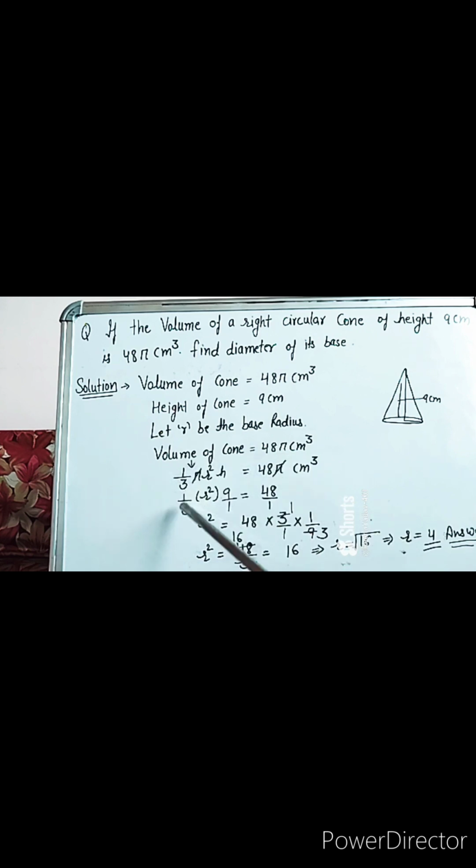So 1 by 3, putting the value of h and reverse the value. When it crosses the equal to, then we get r square is equal to 16. So r is equal to under root 16. After solving the root, then we get r is equal to 4 is the final answer. That means radius is 4.